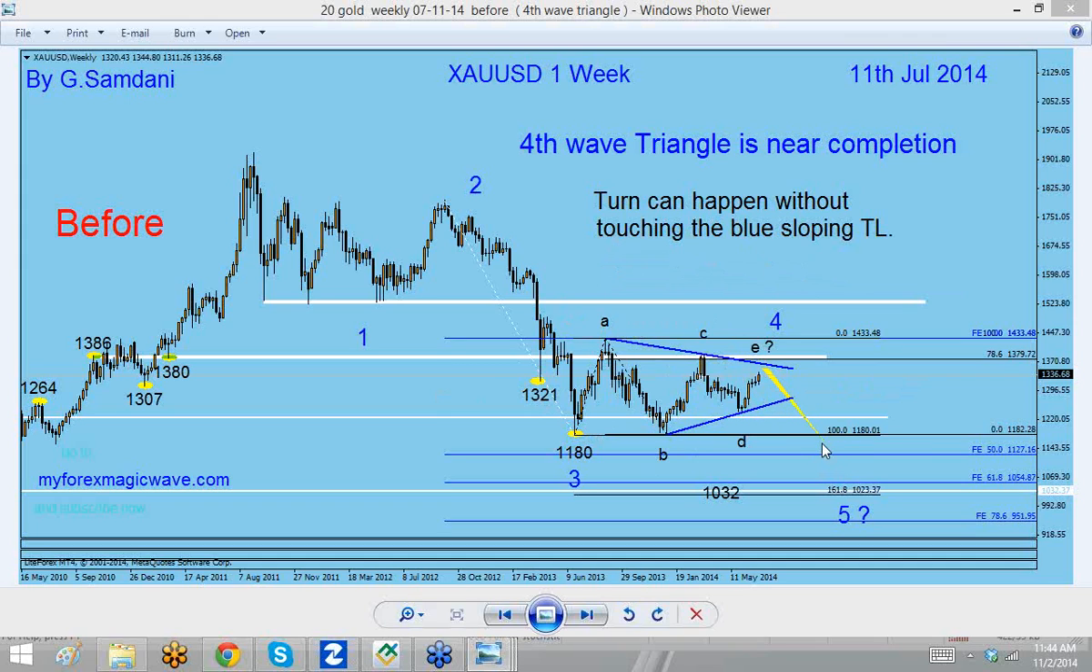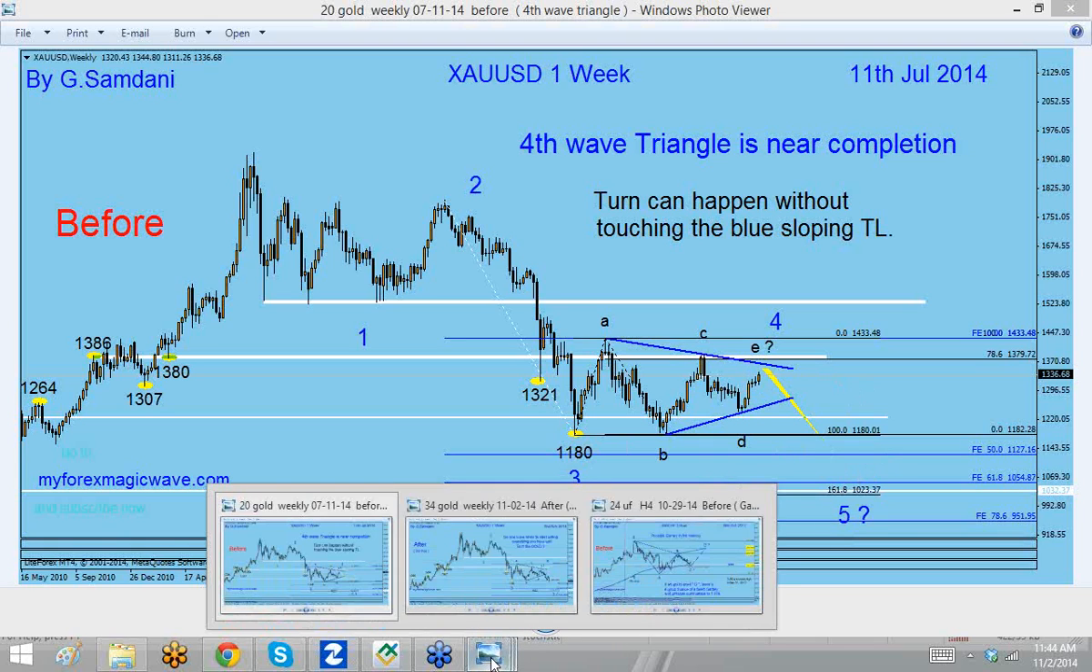And my point was, if you notice, I'm not very clear sometimes, but I give you a little hint. My yellow line is pointing to this level 1180, and usually these kind of levels give you a little bounce, but then break to the downside. And obviously wave 5 needed to come here somewhere.